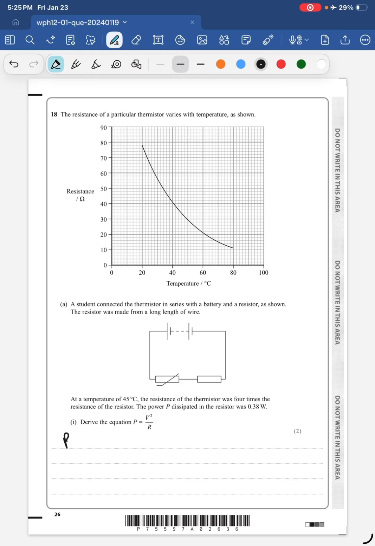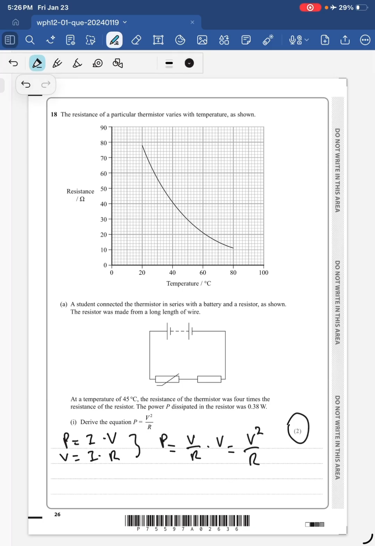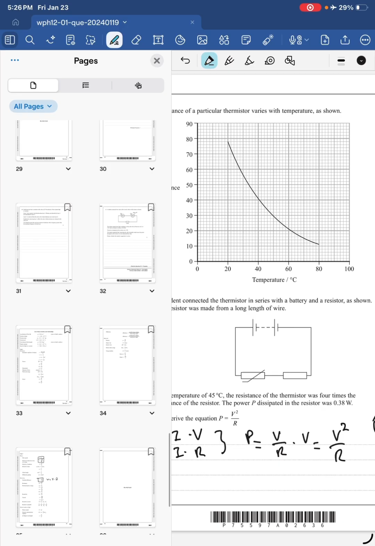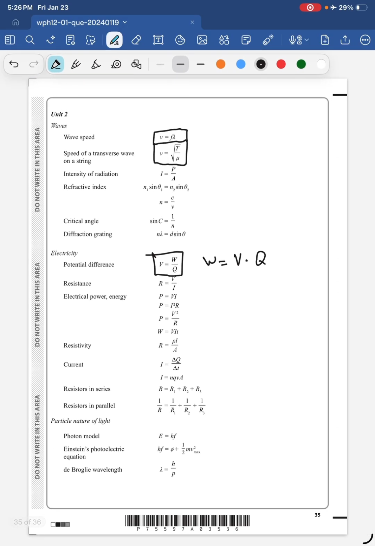Okay, so power is I times V, current times voltage. Voltage is I times R from Ohm's law. If we combine, we get P equals V over R times another V, so V squared over R. Okay, I guess this is 2 marks given away for free, right? Because I bet you can read these equations off the back of the paper.